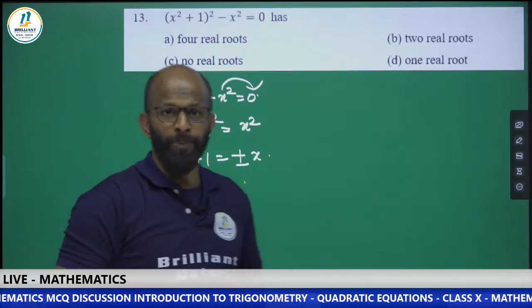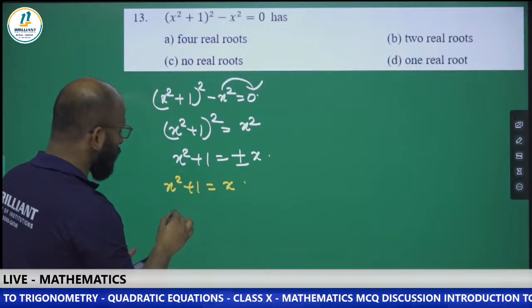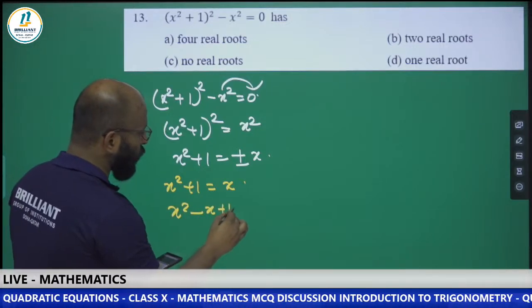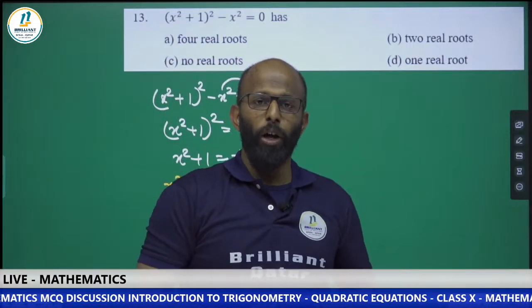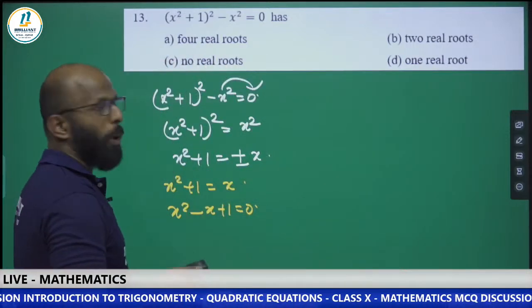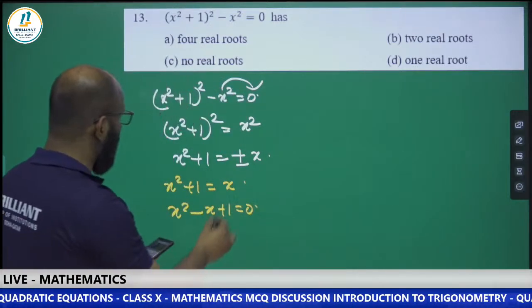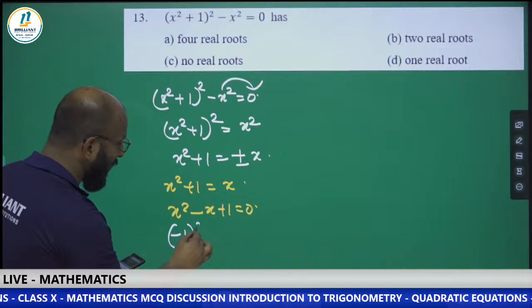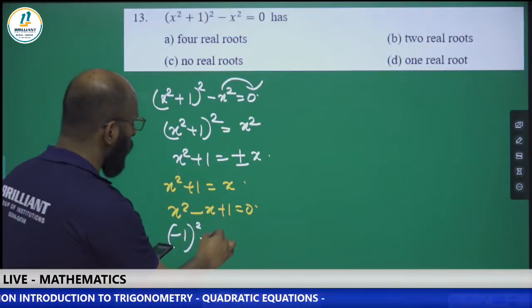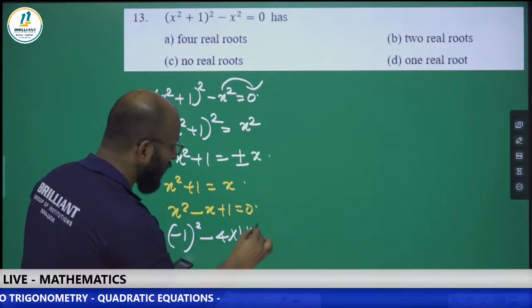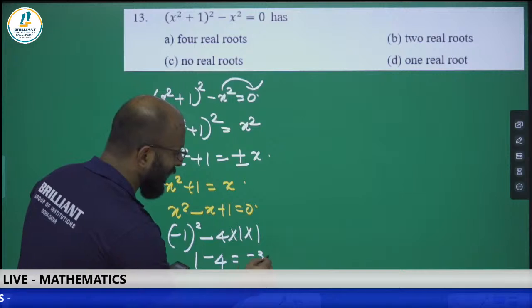So that positive x I am taking to the left side. x square minus x plus 1 is equal to 0. I am going to find the discriminant of this quadratic equation. You know how to find the discriminant, right? b square minus 4ac. Here b value is minus 1, so minus 1 square, and 4 into a is 1, c is also 1. So 1 minus 4 is equal to minus 3, which is less than 0.